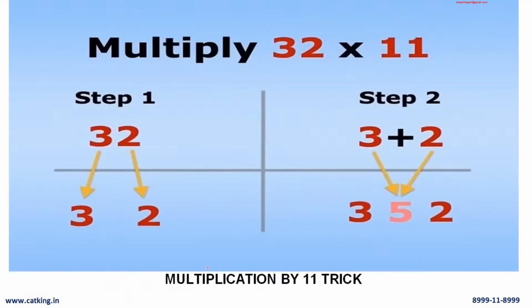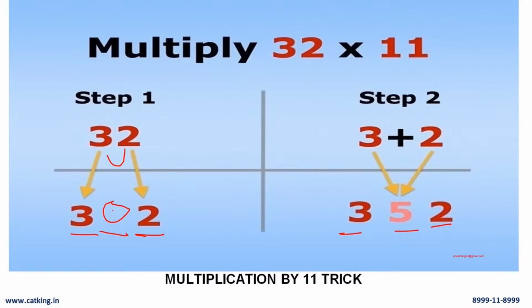Now we do the multiplication trick of 11. Let's say the number is 32. You keep the last number as it is, that is, you keep 2 as it is here. Then you leave a space for a number. Now what is this number? This number is the basic trick. This number is the addition of the numbers given to you, that is 3 plus 2. So 3 plus 2 is 5, and you write that in the middle. Correct? And the first number as it is in the first place, so 3 as 3. So the answer is 352.